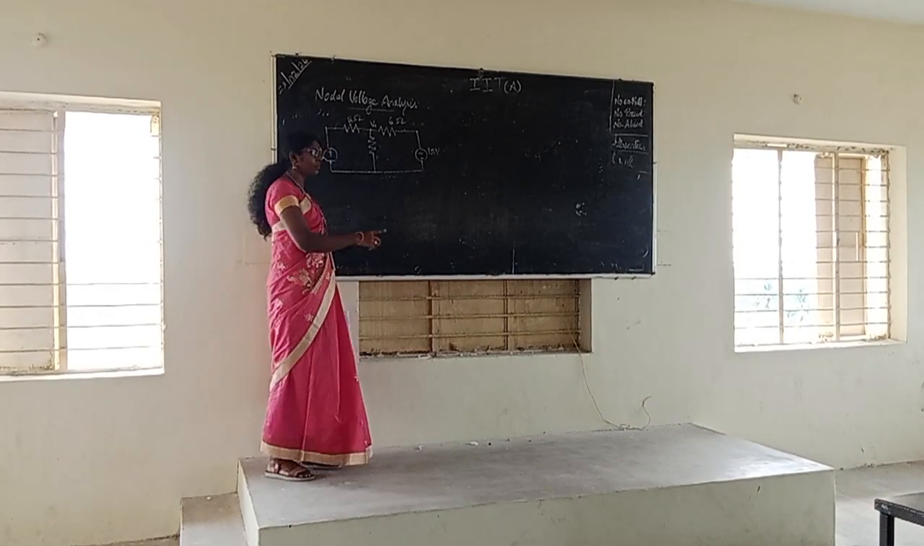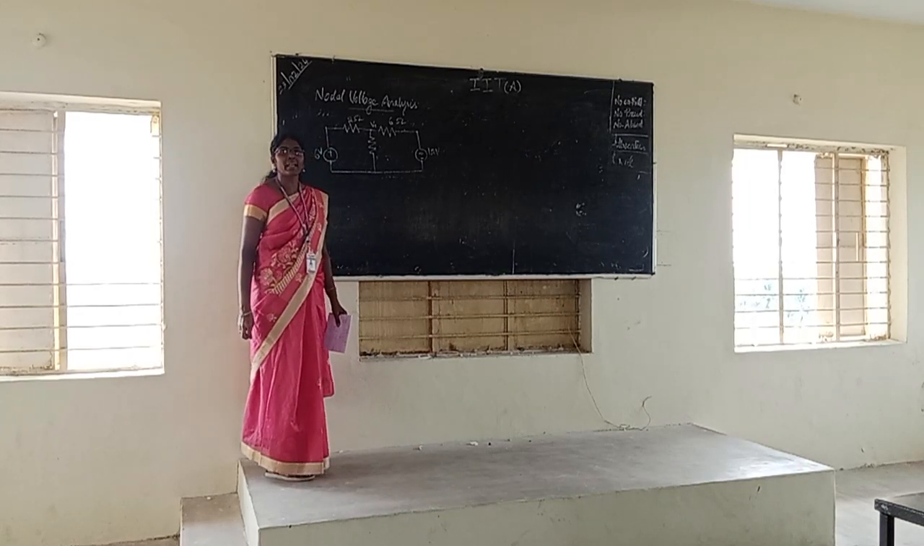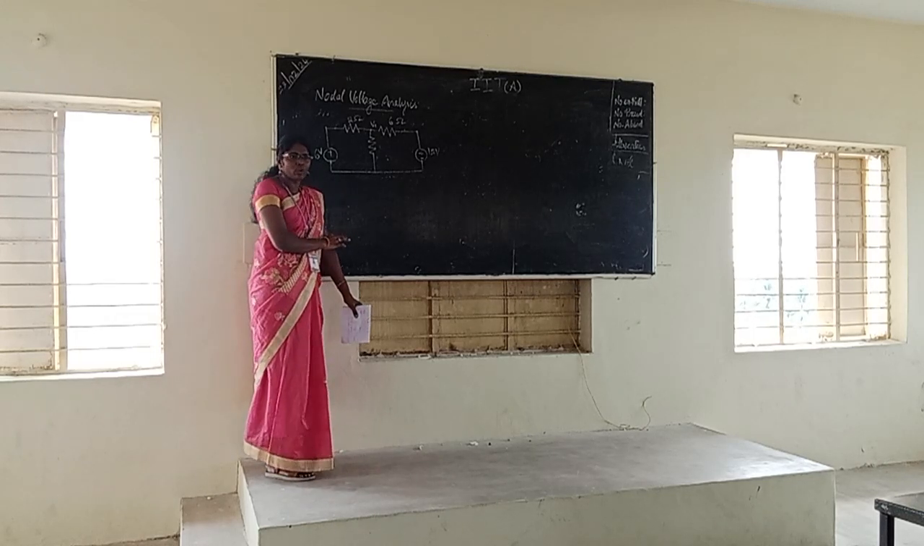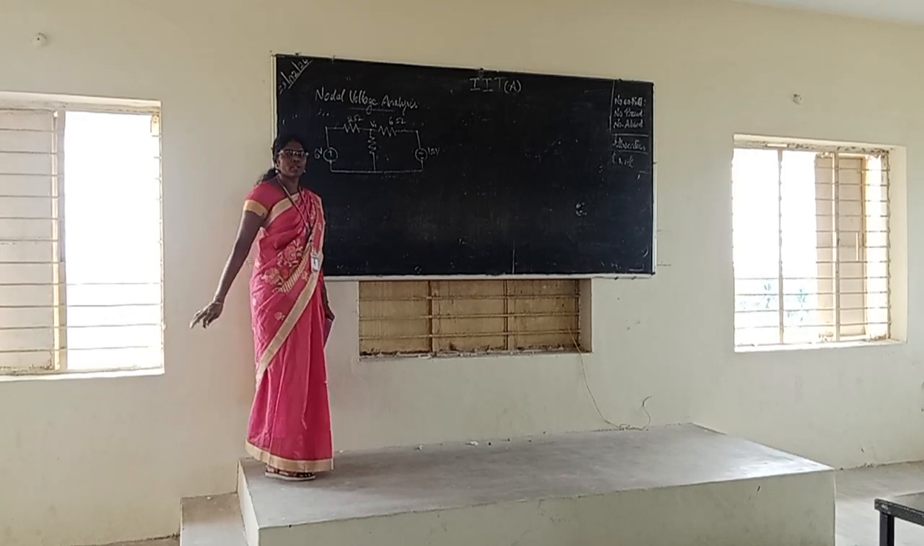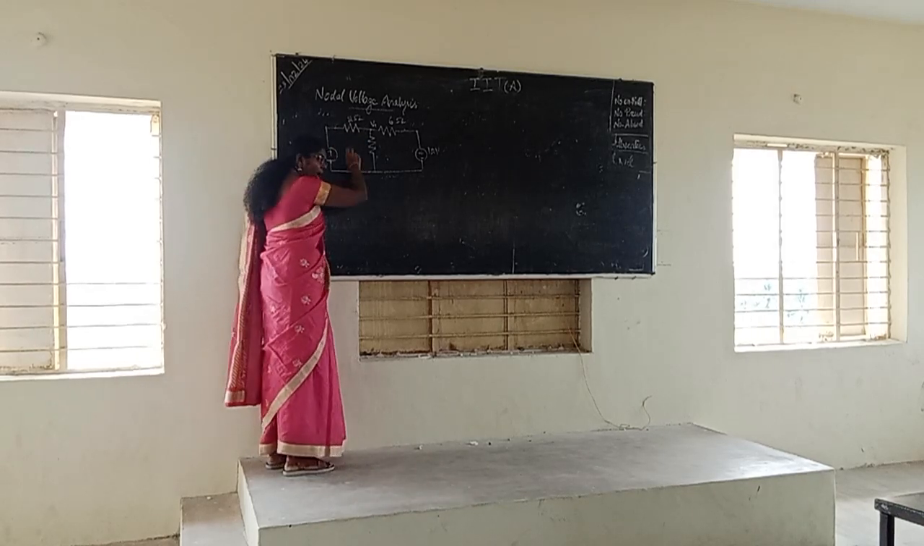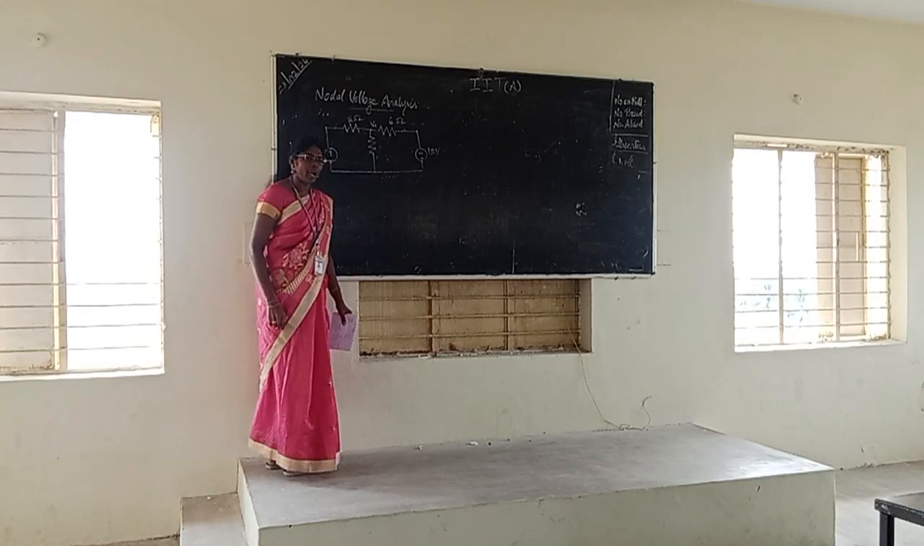Understand? So, by using nodal voltage analysis and by applying KCL, we are going to find out the current that is passing through the branch. That is the current here. It's the current I1. Here the current will be I2, and the third element will be I3.